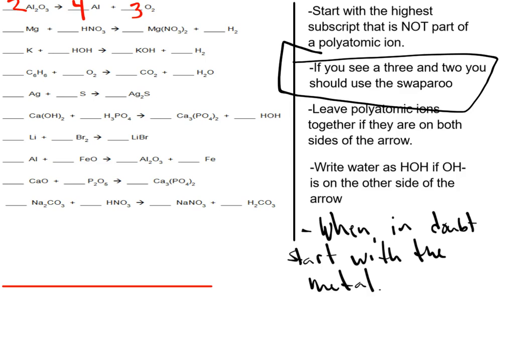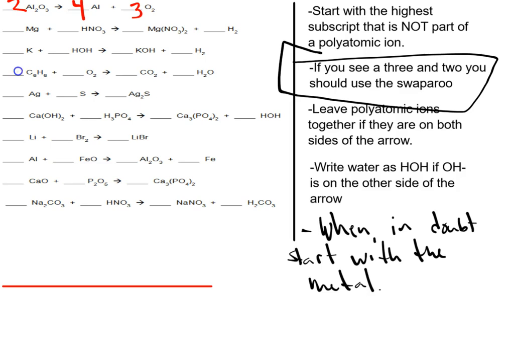This process is a really logical process that usually doesn't take very long to click. Once it does, some of you will actually enjoy doing this. All right. Looking at the second one, Mg plus HNO3 goes to Mg(NO3)2 plus H2. So we're going to follow these suggestions and try and get this done as efficiently as possible.